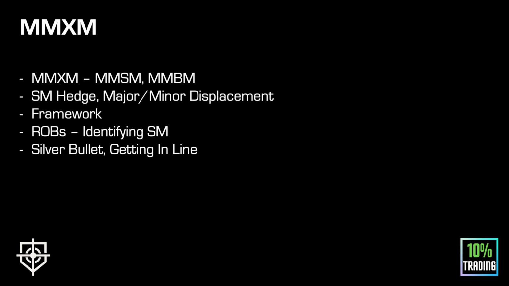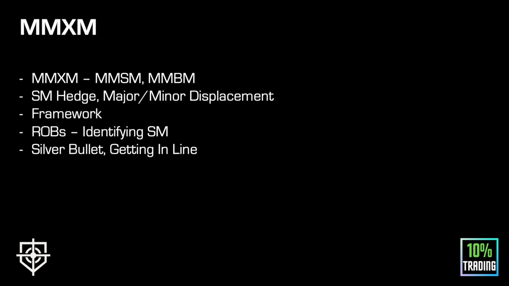With the market maker models, we have spoken about these from pretty early on in the mentorship actually. You will see me mention the market maker sell model and the market maker buy model, the two models that we have. Today we're going to be speaking about quite a few things: smart money hedging, their positions, major and minor displacement, the framework that market maker models offer, ROBs, which are reclaimed order blocks, and the silver bullet, getting in line, essentially a way to actually trade these models.